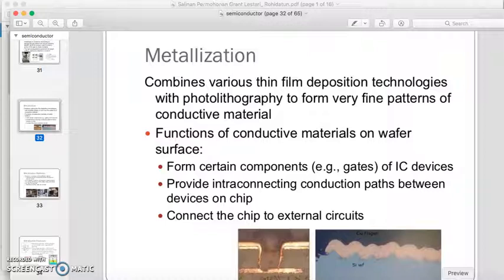We continue our discussion on the semiconductor processing or IC production. Here we will discuss the last stage in integrated circuit production, which is the metallization process and also the packaging process. The metallization process combines various thin film deposition technologies with photolithography to form a fine pattern of the conductive material.